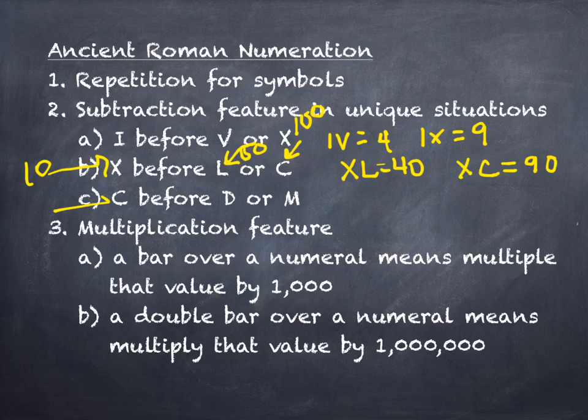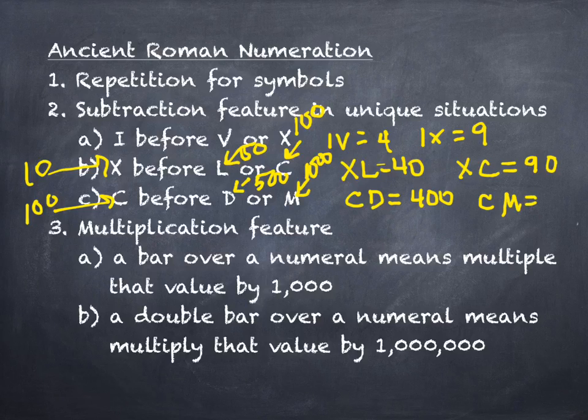The C was worth 100. How much is the D worth? 500. So if I write a C in front of a D, what do I have? That's 400. And then what's the M worth? That's 1,000. So if I write a C in front of an M, that would be 900. Okay. So, I'm sorry. Go ahead, Tyler.